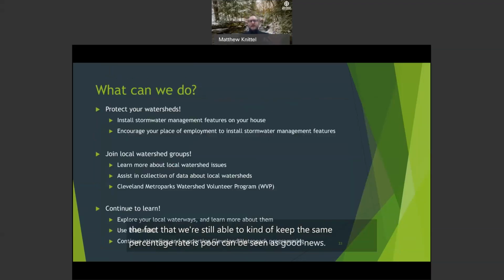So what can we do then, right? If we don't want to have these poor rated streams, what can we do? One of the things you can do is protect your watershed. You can install stormwater management features on your house. Those are things like rain chains, which are attached to your gutter instead of downspouts, letting that water trickle down and then soak into the ground.